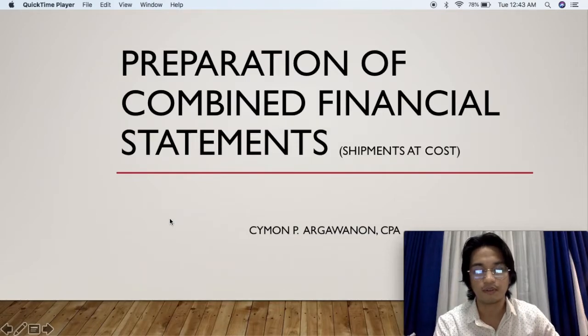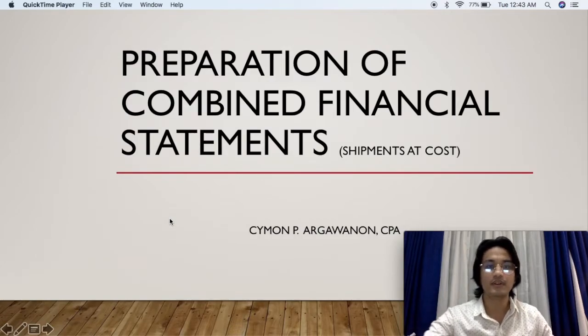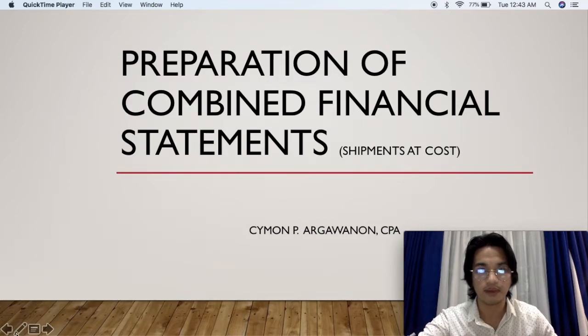And so this home office and branch, they are not separate and registered entities. Both of them, or more branches, as the case may be, constitute just one corporation. So a branch is just an extension of the home office. As such, they are required to prepare only one financial report. So as emphasized here, you have preparation of combined financial statement, shipment.